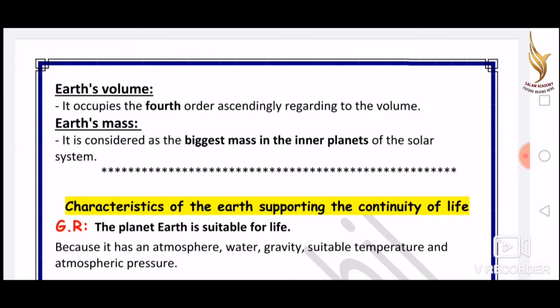Okay, and finally we talk about Earth's mass. It is considered the biggest mass among the inner planets of the solar system. Biggest mass in the inner planets, okay?